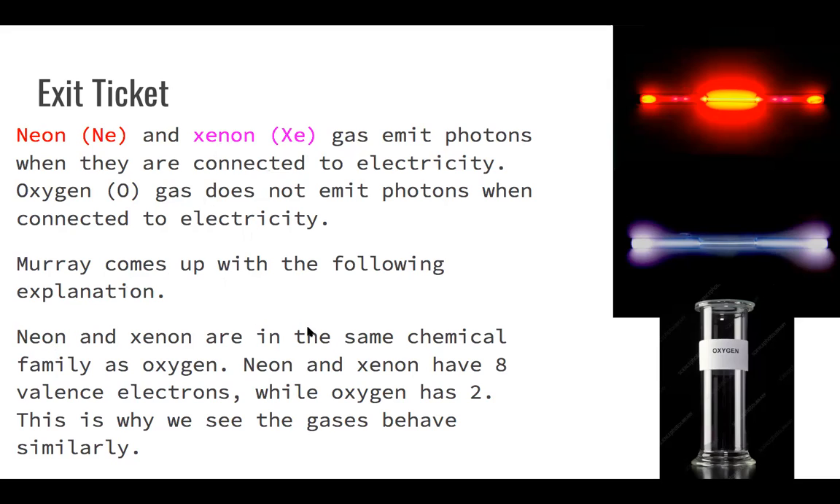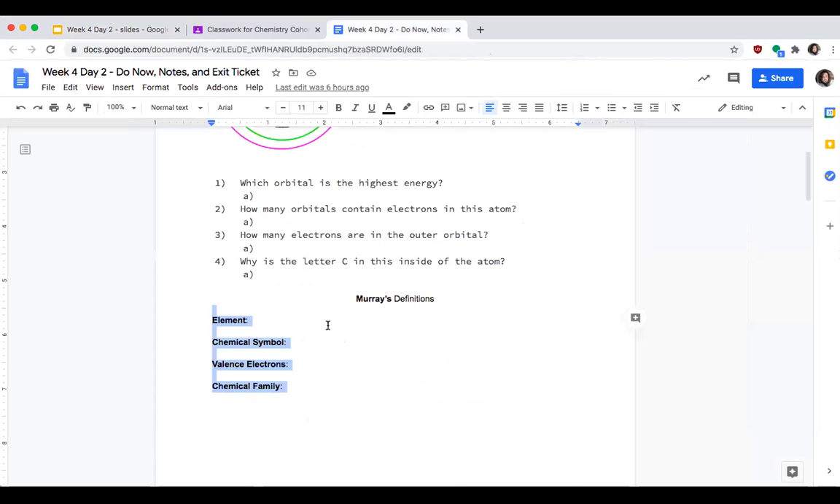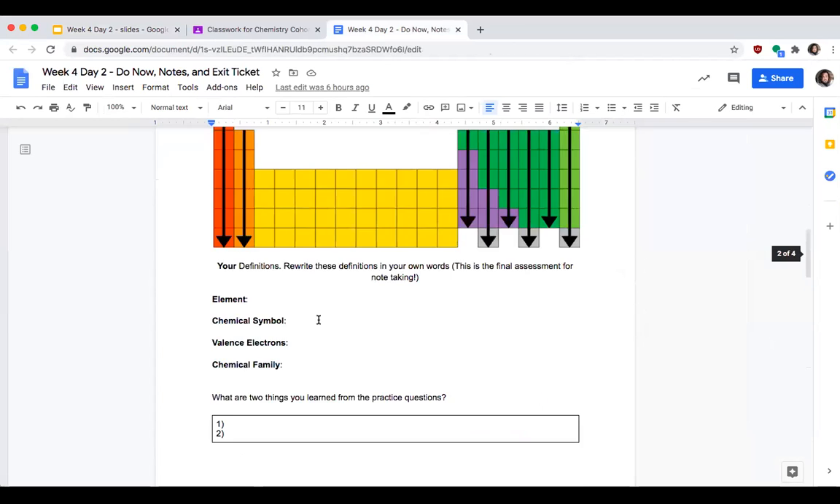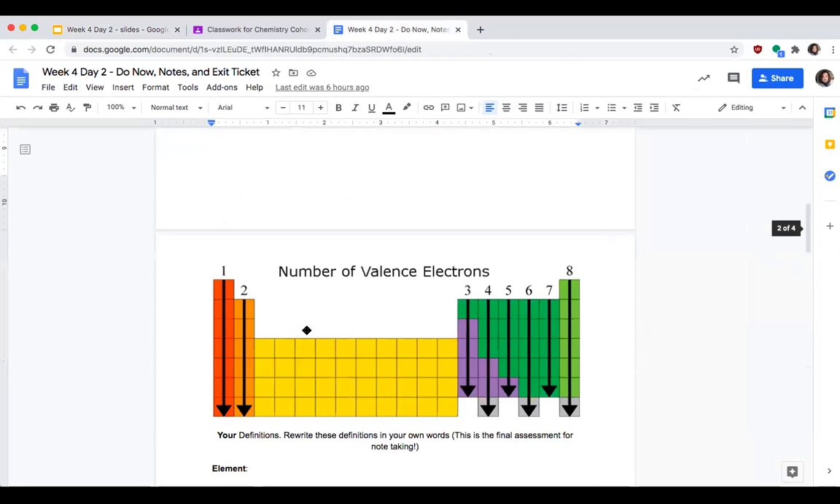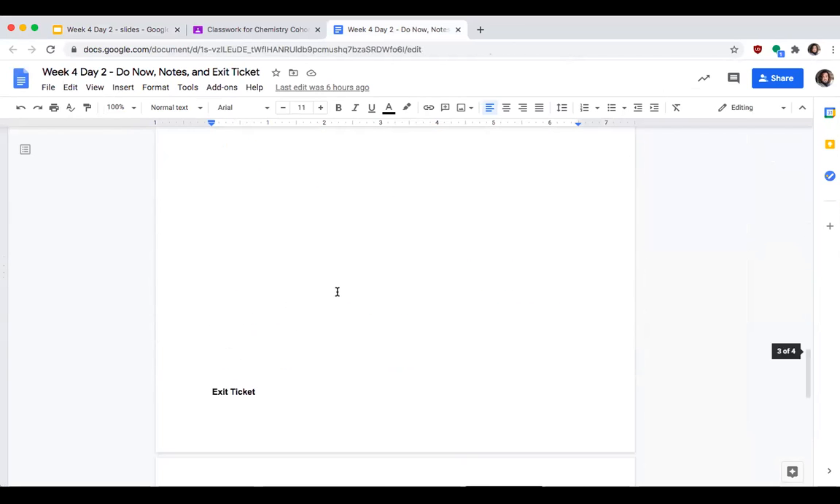Neon and xenon are in the same chemical family as oxygen. Neon and xenon have 8 valence electrons, while oxygen has 2. This is why we see the gases behave similarly. So I've got a spot for you on your worksheet to do this. Reminder that everything above here has to be filled out, and I'm grading everything on this worksheet too.